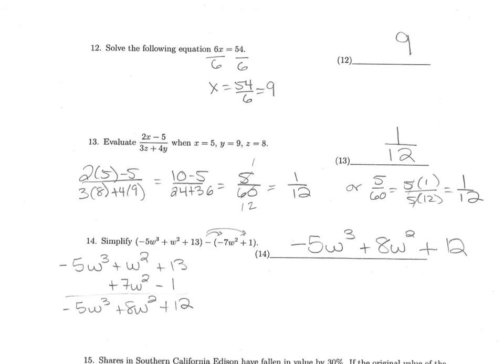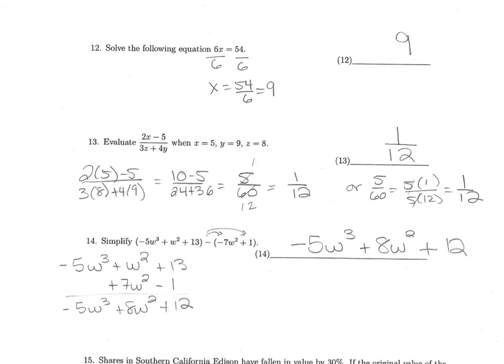For 13, we're evaluating this, so x equals 5, we put that 5 in for x. Y equals 9, we put that 9 in for y. Z equals 8, we put that 8 in for z. I recommend parentheses, as you see here, just in case there were any negative signs, it's a good habit to have. 2 times 5 is 10. I keep the negative 5 minus 5. 3 times 8 is 24. 4 times 9 is 36. There's a plus sign in between there.